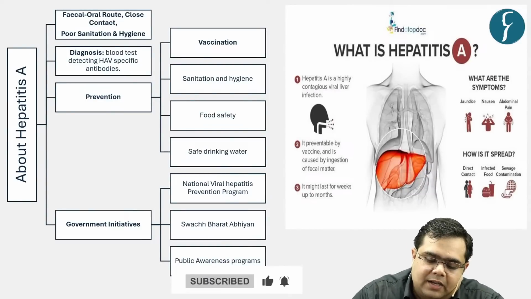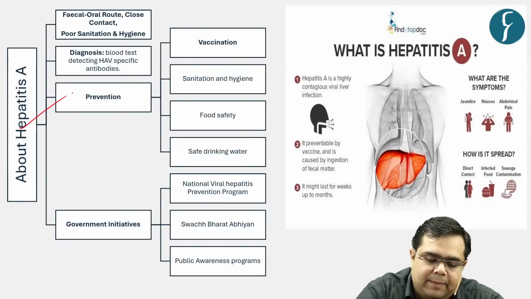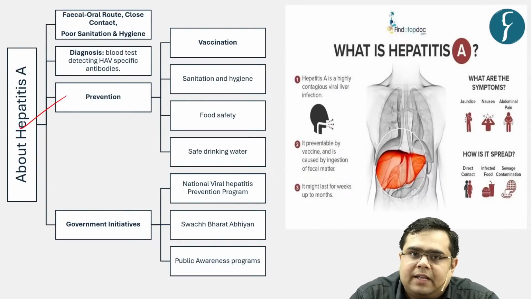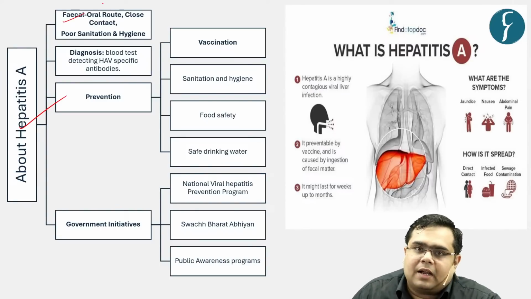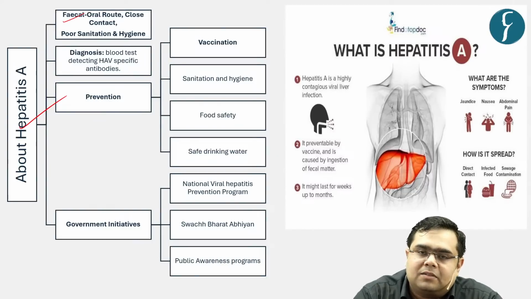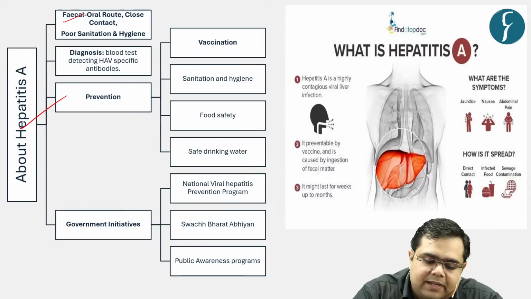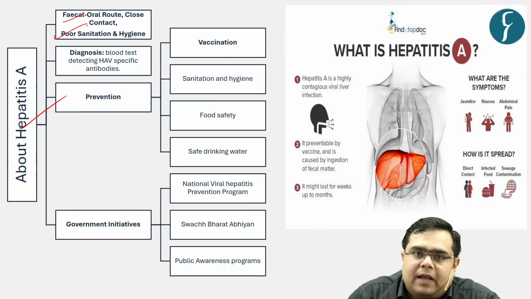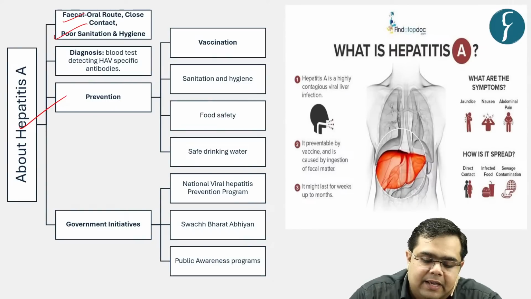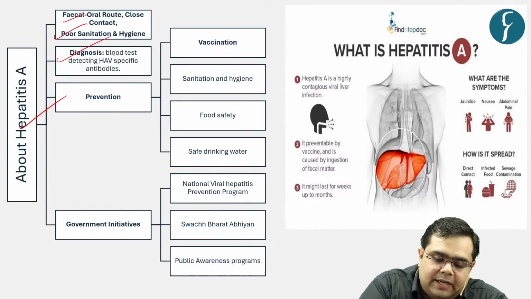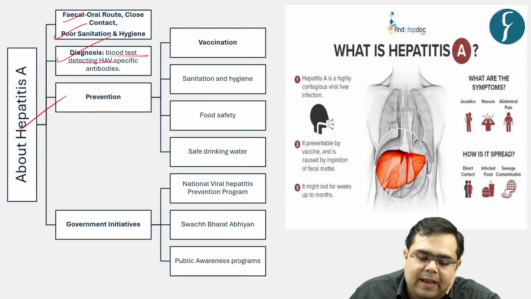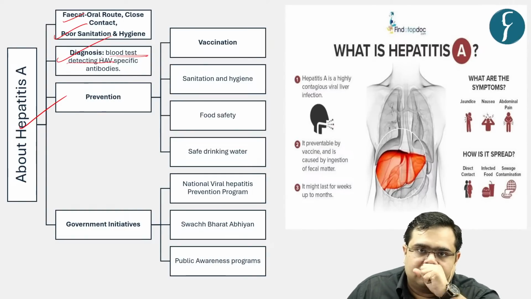Now, what are the key features and issues associated with hepatitis A? How is it caused? Basically, this virus can be transmitted through the fecal-oral route, coming into close contact with a person who is suffering from the infection, and the major cause of hepatitis A spread is poor sanitation and hygiene measures. What is the diagnosis with respect to hepatitis A? The diagnosis is provided with the help of a blood test which detects HAV, that is hepatitis A virus, and virus-specific antibodies.